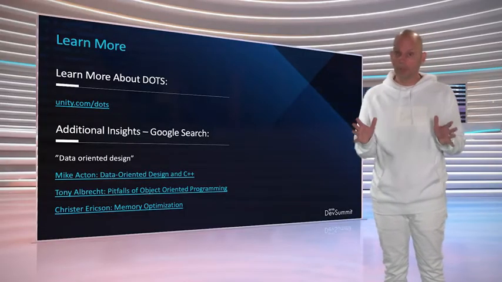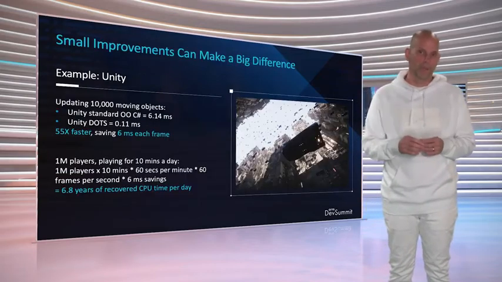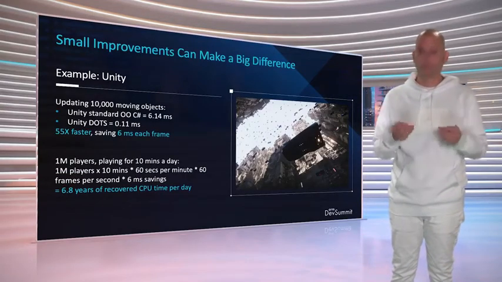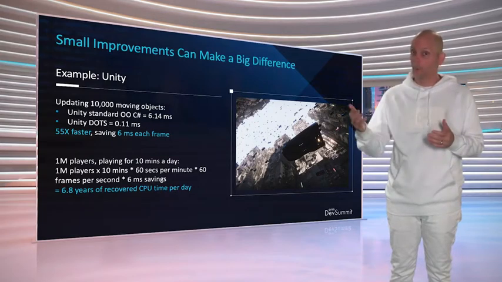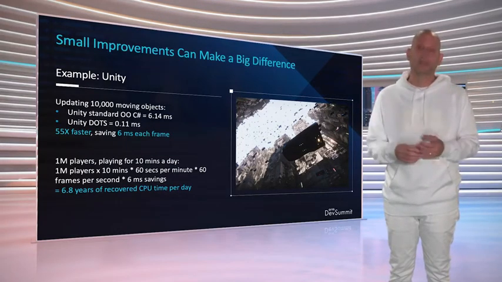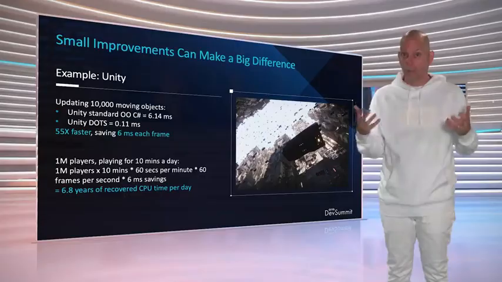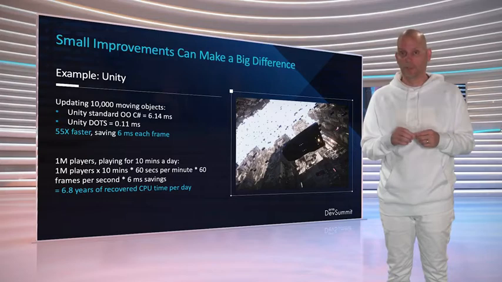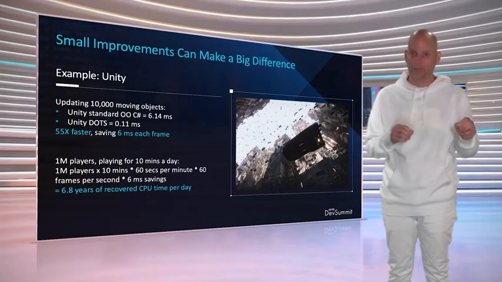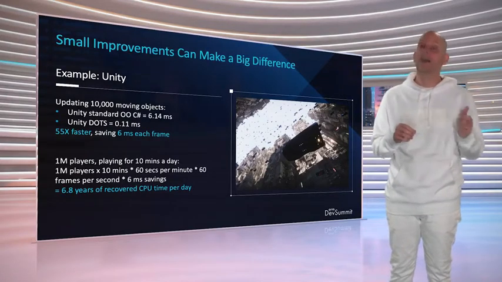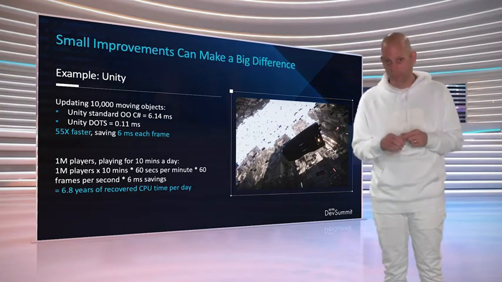So, this sounds great, but what's the payoff of this new way of thinking? Well, in games and intensive real-time applications, and the world is going more real-time, the payoff is usually huge. A simple example of 10,000 objects moving very simply in a classic C# object-oriented implementation in our own tools took 6.14 milliseconds. And that's already an optimized game engine. When we use DOTS, that same implementation took just 0.11 milliseconds. That's 55 times faster, not 55% faster.